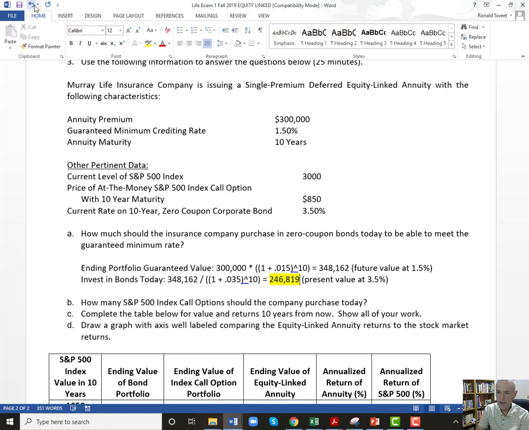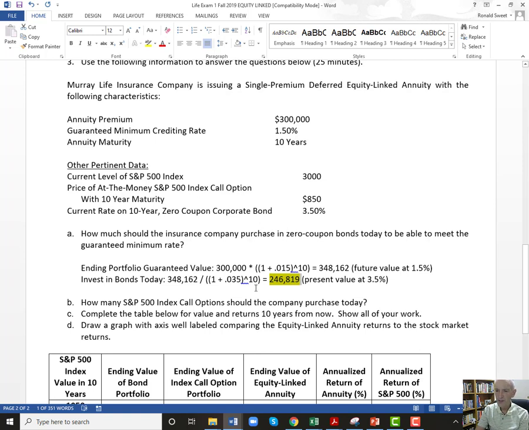If we invest $246,819 at 3.5%, we will have a portfolio worth $348,162 at the end, which is just enough that this person makes 1.5%. So we got money left over, right? They gave us $300,000. We're only investing $246,819, so we have money left over. What do you do with that money left over? You can do whatever you want to with it.